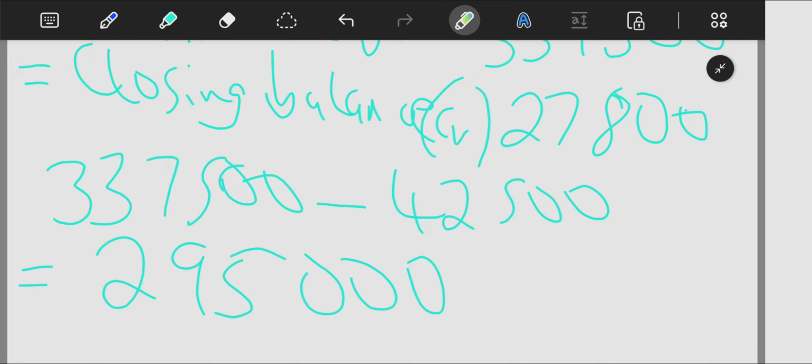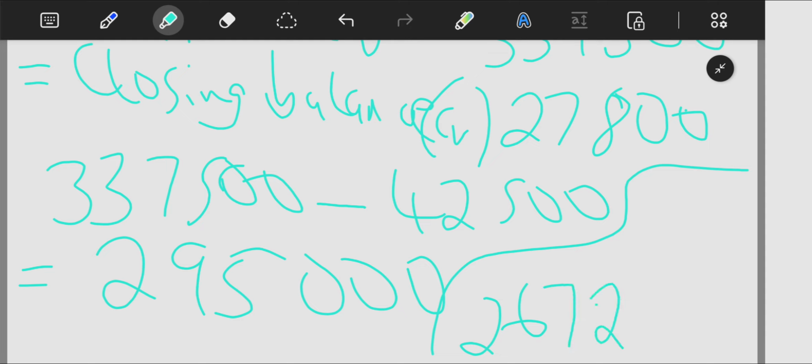Remember, the question is calculating taxation paid. So, our liability was 295,000. Now it went down, so we're going to say minus 27,800. The difference is 267,200. So it means that this is the amount that we have paid.